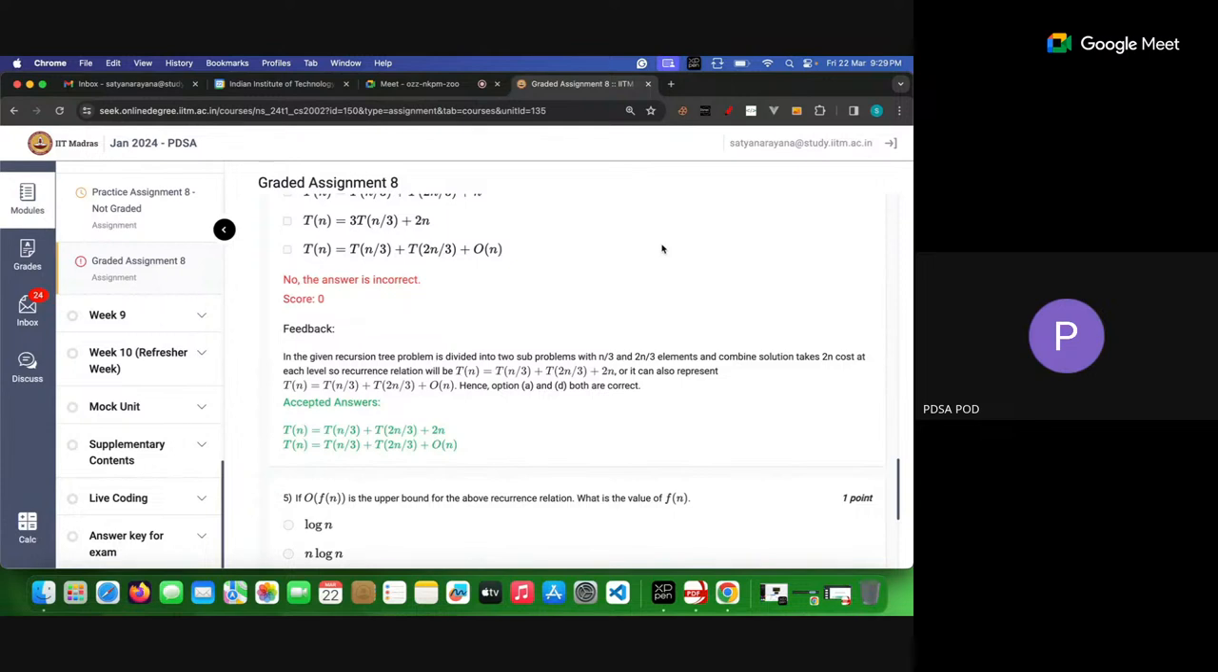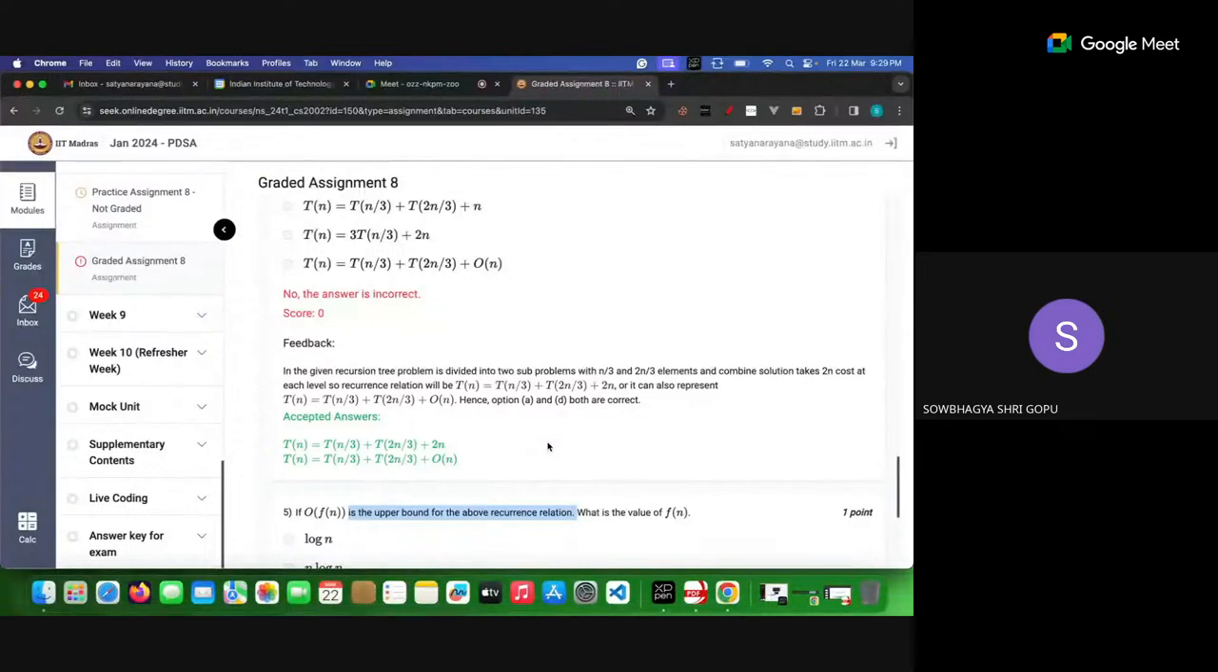There are two different recursions given, no? Which recursion is it then? Upper bound for the above recursion relation. Which recursion relation? That's my question. Both are the same only, sir. T of n by 3 and T of 2n by 3. Yes, both are the same. So if that upper bound is given instead of O of n and 2n, they have given f of n.